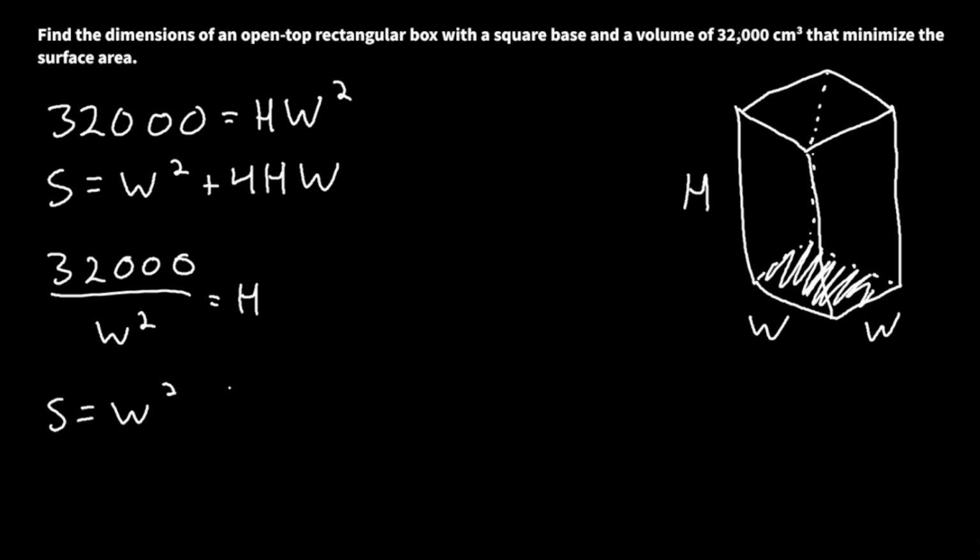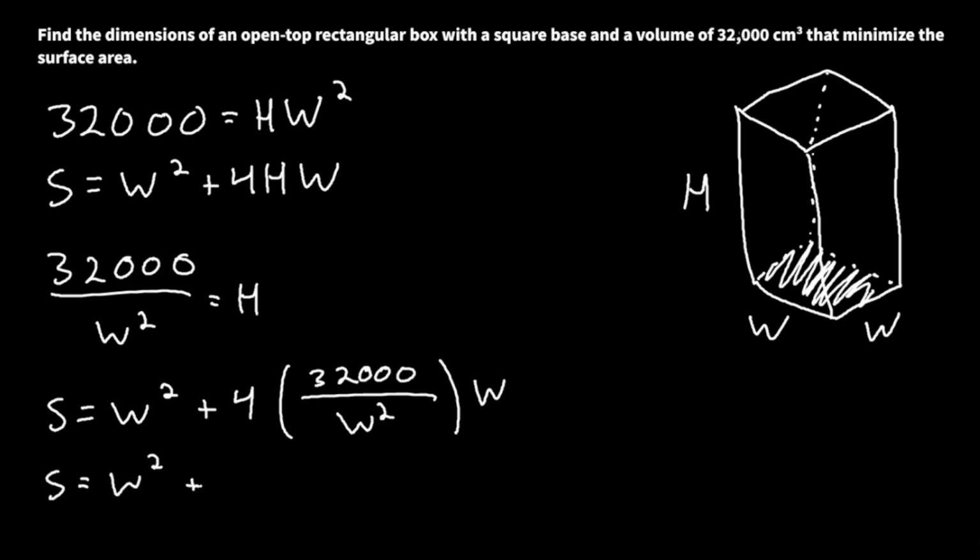So your surface area equation is your width squared plus 4 times 32,000 over width squared times your width. If I wanted to simplify this further, we get width squared plus, what's 32,000 times 4? All right, I got to pull my calculator for this. 32,000 times 4 is 128,000. So you get 128,000 over width. And all I did was cancel out these values.